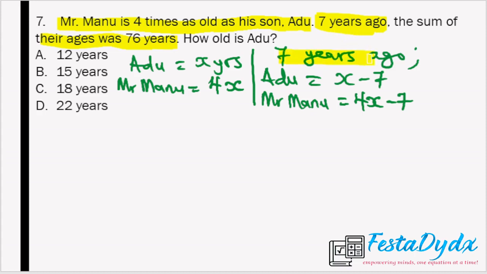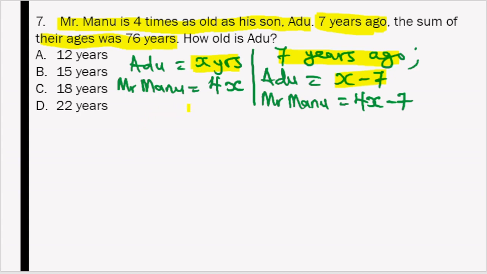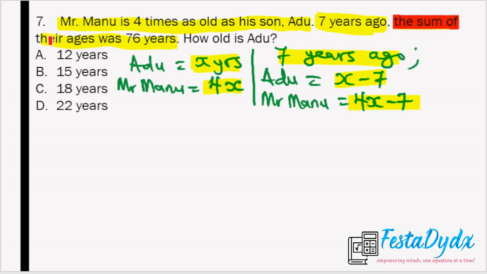So now 7 years ago, Adu's age is going to be x minus 7. Since he is x years, his age 7 years ago is going to be x minus 7. So Mr. Manu, who is 4x years old, it is going to be 4x minus 7. Now it says how old is Adu. So now take note, the sum of their age was 76 years.